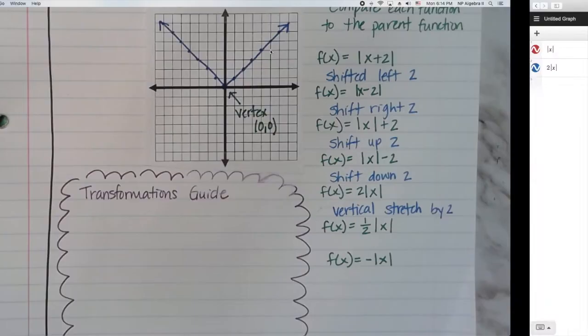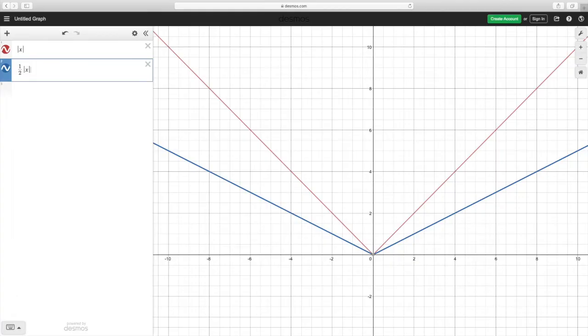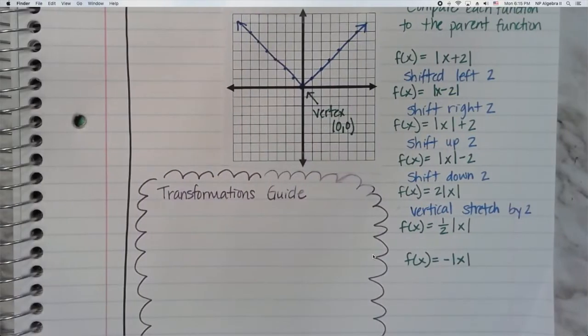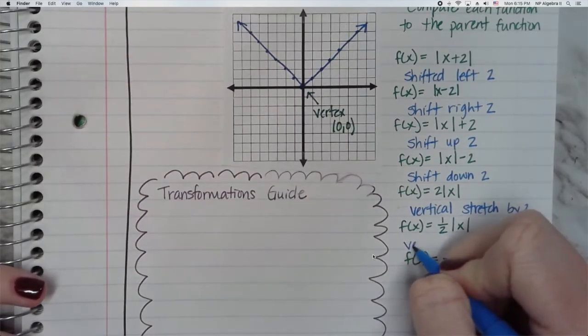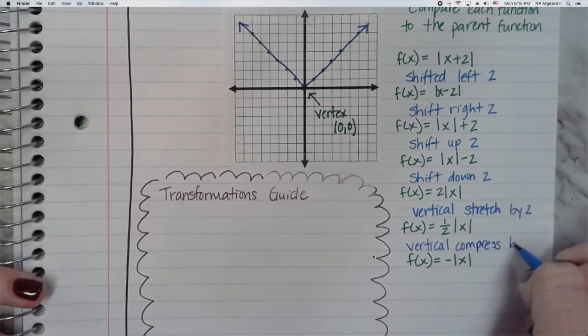Now we're going to take a look at what happens if there is a 1/2 out in front. Okay, so comparing this to the parent function, our vertex doesn't change. However, the slopes of each of these sides of the absolute value function, my V shape, are a little less narrow. And so this is going to be called compress. Think of it if I put a weight on top of the graph and it's going to push those sides down. So this would be vertical compress by 1/2.